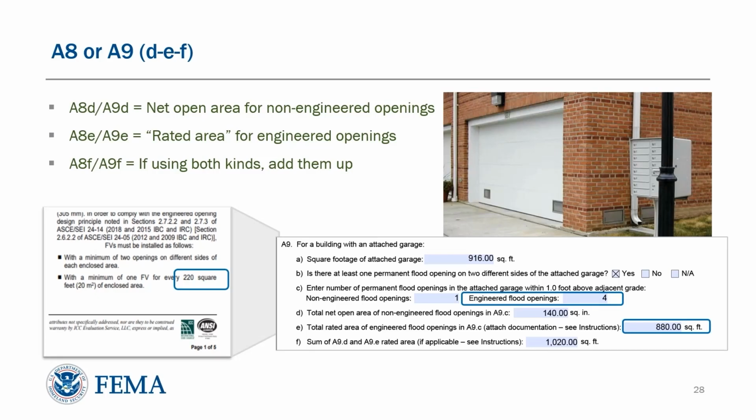If the building only has one type of opening, then you enter NA in the fields that don't apply. A8F and A9F are only for enclosures that have two different kinds of openings, both engineered and non-engineered openings. If the form doesn't allow you to enter the NA text in the number field, just leave it blank and enter a note in the comments if needed.